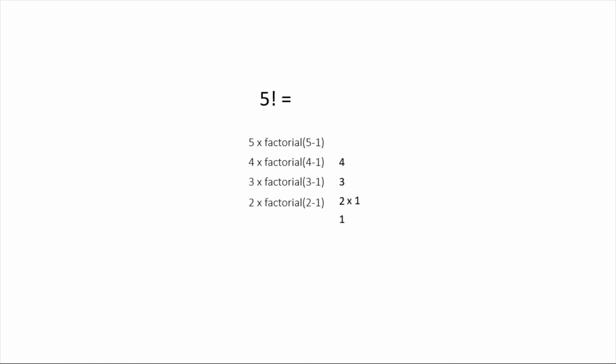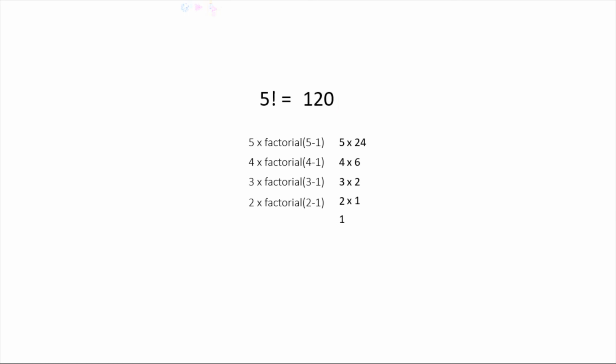So 2 into 1 is 2. So 2 will be returned. Now 3 into 2 is 6. So 6 will be returned. Now 6 into 4 is 24. Now 24 will be returned. And 5 into 24 is 120. That is 5 factorial. So this is how it will be executed.